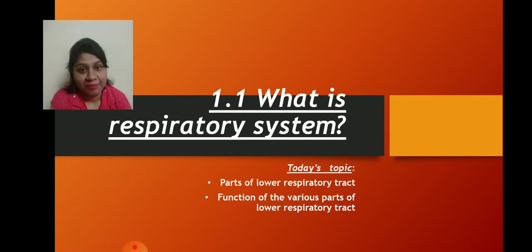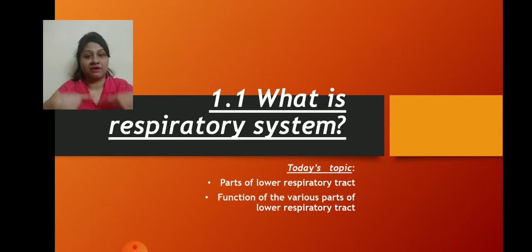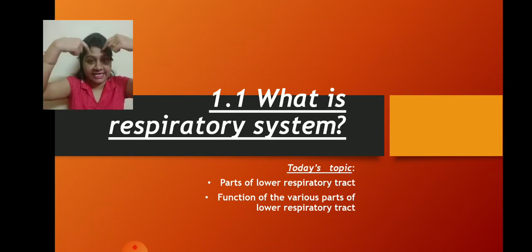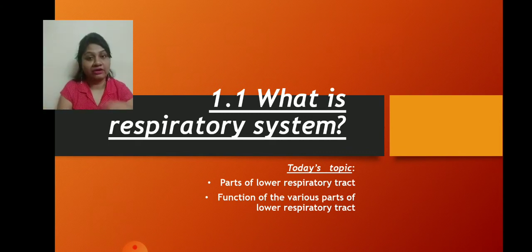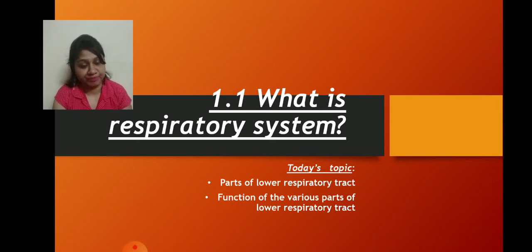So, the system which is responsible for taking in air and giving out the air is called the respiratory system. I repeat, the system which is responsible for taking in oxygen and giving out the carbon dioxide is called the respiratory system. Last session we learnt about upper respiratory tract.